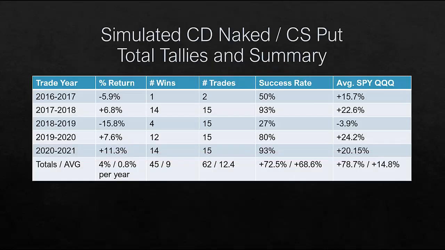Total tallies and summary for the Parity simulated CD naked cash secured put. First year is going to skew the results. We see a loss of 5.9%. Only 2 trades were entered. 1 was a loss, 50% success rate.